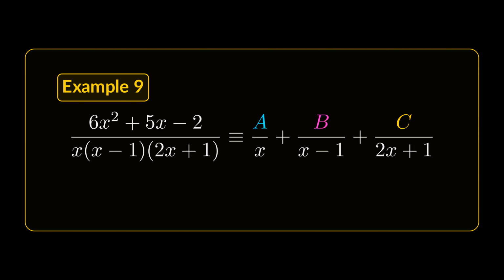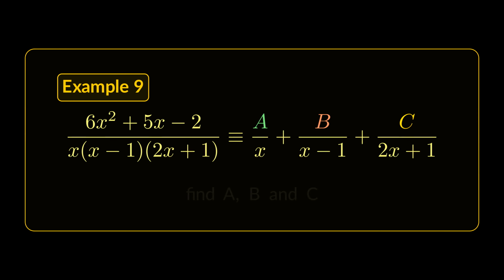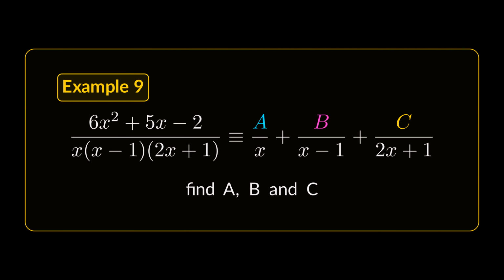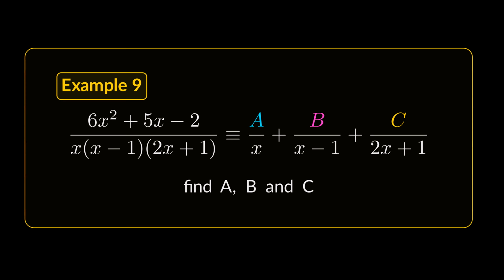Here's the one we'll crack. Three factors on the bottom, x, then x minus 1, and 2x plus 1. So three unknowns to chase down. Same plan as before. Turn the whole thing into an identity, then pick clever values of x to pick them off. Let's go.